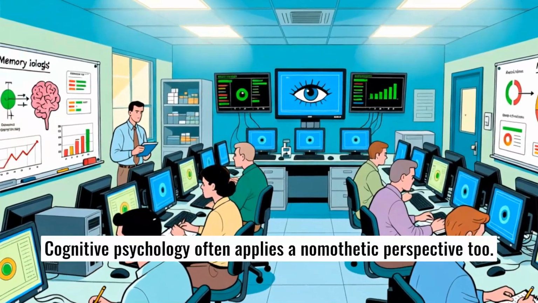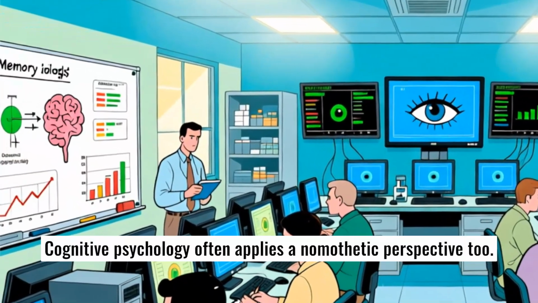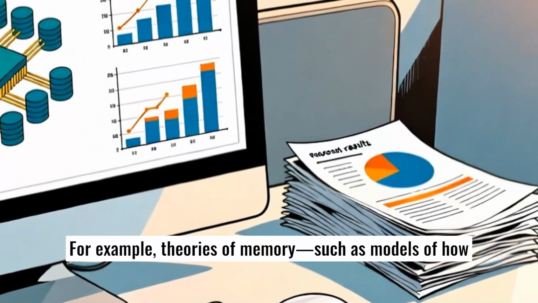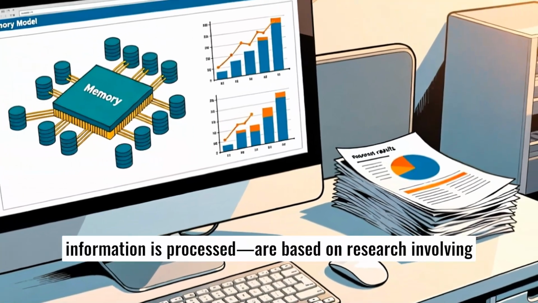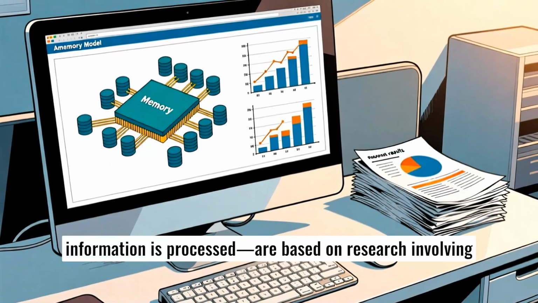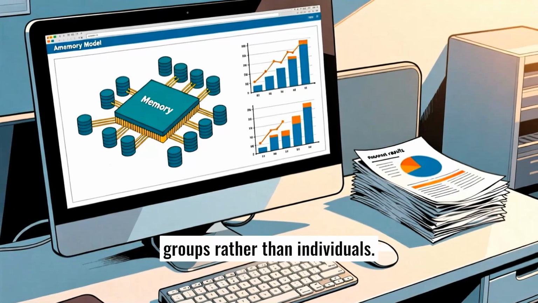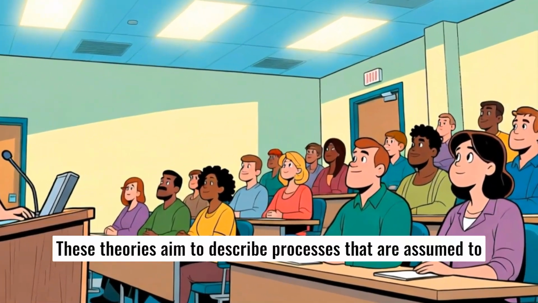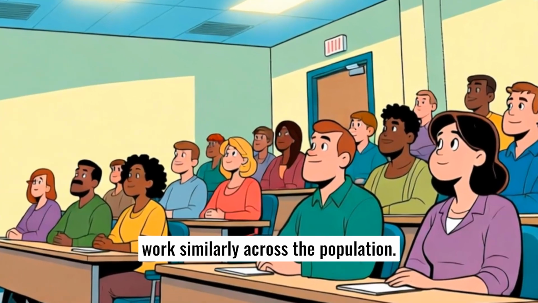Cognitive psychology often applies a nomothetic perspective too. For example, theories of memory, such as models of how information is processed, are based on research involving groups rather than individuals. These theories aim to describe processes that are assumed to work similarly across the population.